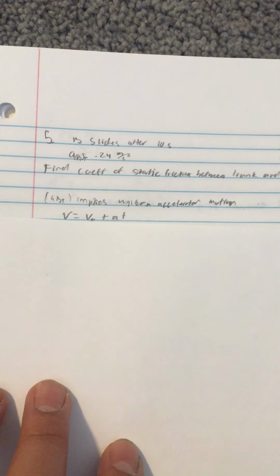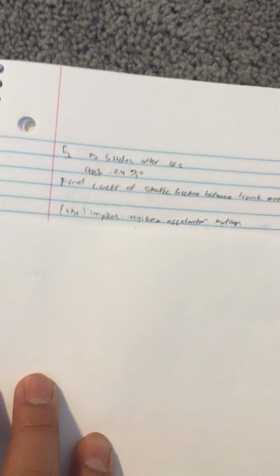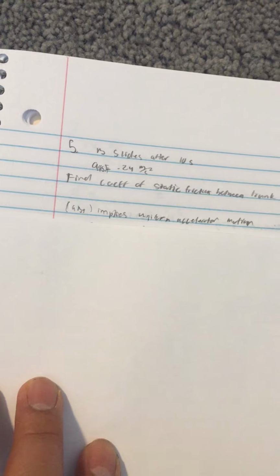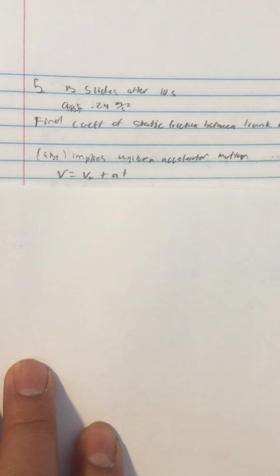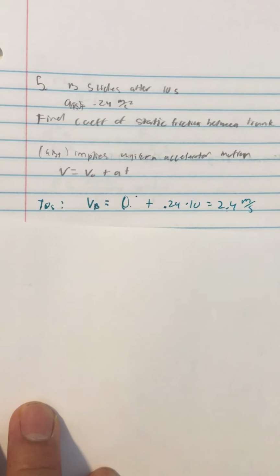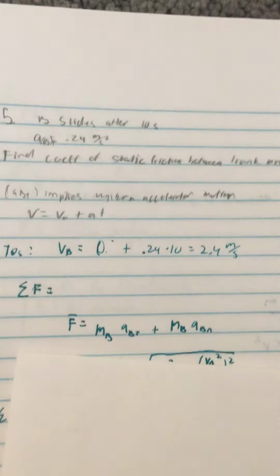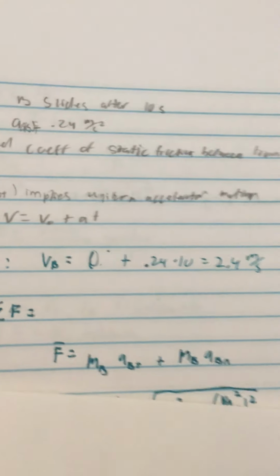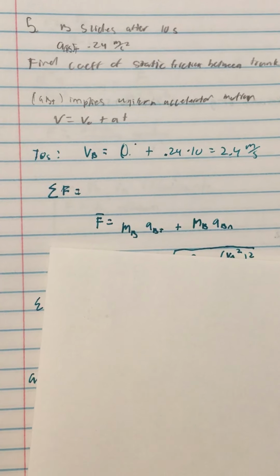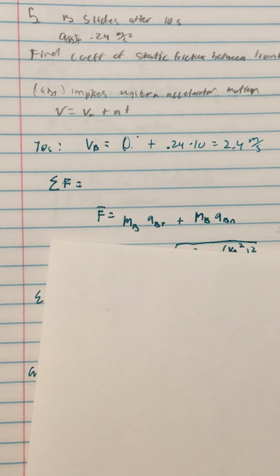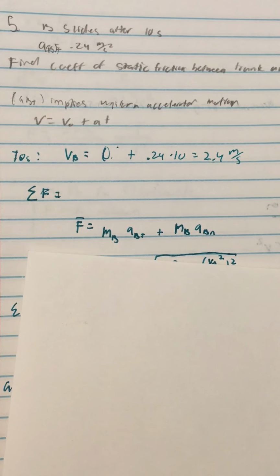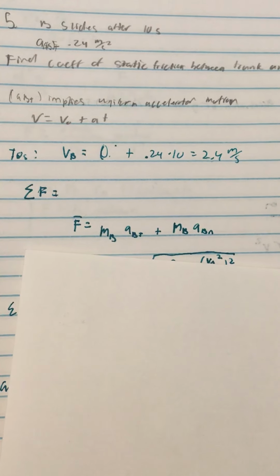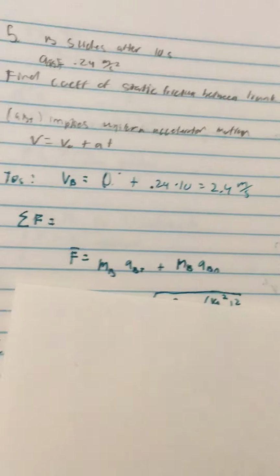ABT equaling a constant implies uniform acceleration. So we use our equation that V equals V naught plus AT. At 10 seconds, we know that the initial velocity is 0 because it starts from rest. So 0.2 times 10 seconds, and that B has to equal 2.4 meters per second right there.